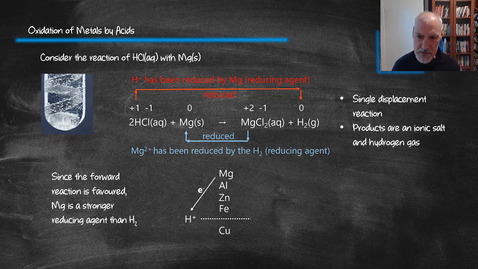Here's a list of other metals and their relative reducing strength, with magnesium being at the top and copper, and we'll eventually put silver in down below. All of these metals are capable of forcing their electrons onto hydrogen, with the exceptions of the ones below the dotted line. They're unable to force their electron onto hydrogen. Therefore, they are weaker reducing agents than hydrogen gas. Remember, the stronger the reducing agent, the greater its ability to force its electrons onto ions lower down in the series.